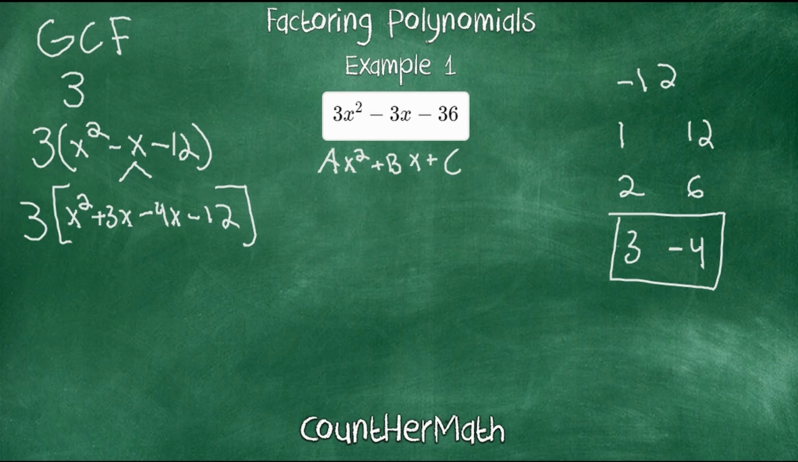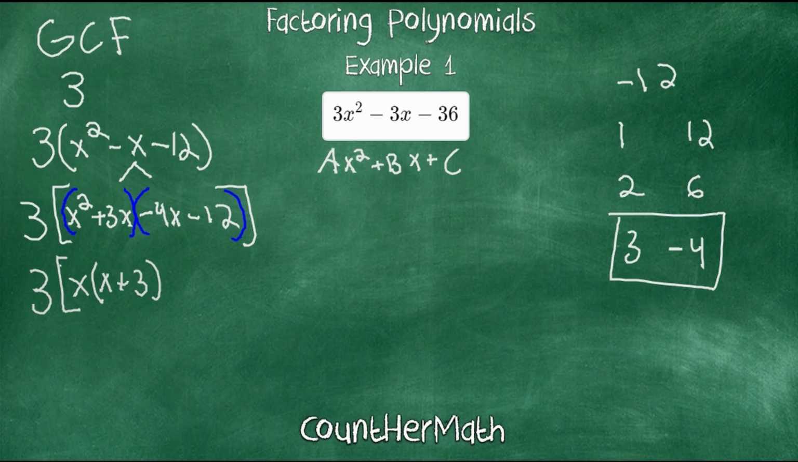Now that I have 4 terms, I can look into grouping again. So I'm going to group the first 2 terms and the second 2 terms. Grouping x squared plus 3x, a common factor between those 2 terms, well, that would just be x. And if I factor x out of x squared, I'm left with x. And if I factor x out of 3x, I'm left with 3. Now the next set of terms, negative 4x minus 12. Our goal in this grouping is to make it so that both of these have the group of x plus 3 in them, so I can regroup after that.